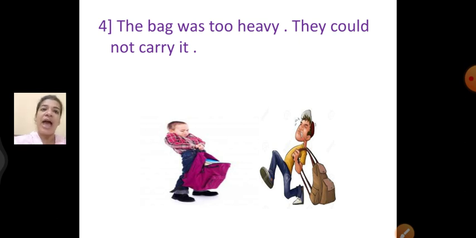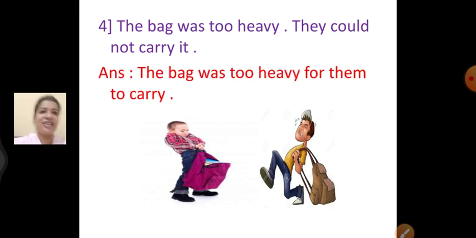Yes. The bag was too heavy for them to carry. It was so easy. The bag was too heavy for them to carry. Let's check the answer fast. The bag was too heavy for them to carry. Correct? Thank you.